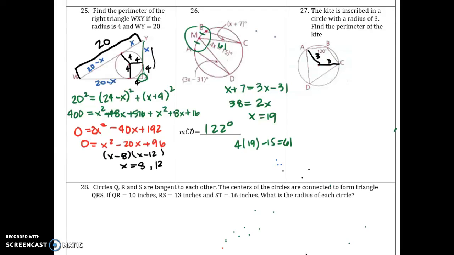So with this particular picture, you know you have a kite. So this chord and that chord are equal, and equal, and equal, and equal. So you know the circle has a radius of 3. So let's go through, whoops, let's erase.